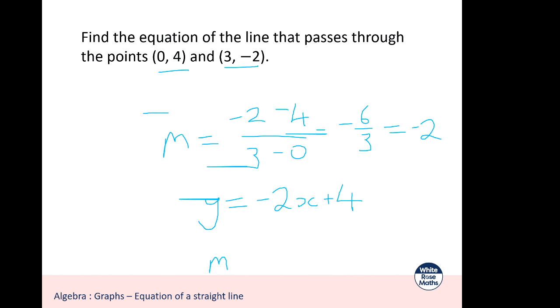Awesome. Again, this is a super common question for both higher and foundation, particularly on Edexcel last year, and also AQA and, of course, this year OCR. I've seen this style of question appear every single year, especially on the Edexcel higher tier this year as well.